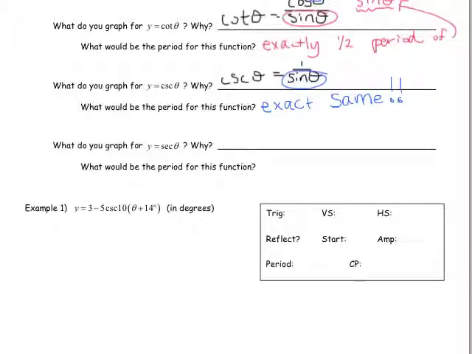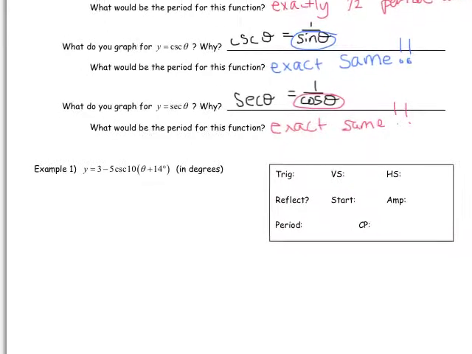And lastly, we did secant of theta, and secant of theta is 1 over cosine theta. So we graph cosine of theta because it's in the denominator, and once again, the period is the exact same. Okay, so we're going to practice graphing all 4 of these mixed together, and we're also going to get the period, domain, and the range. So we're going to practice everything we've done.